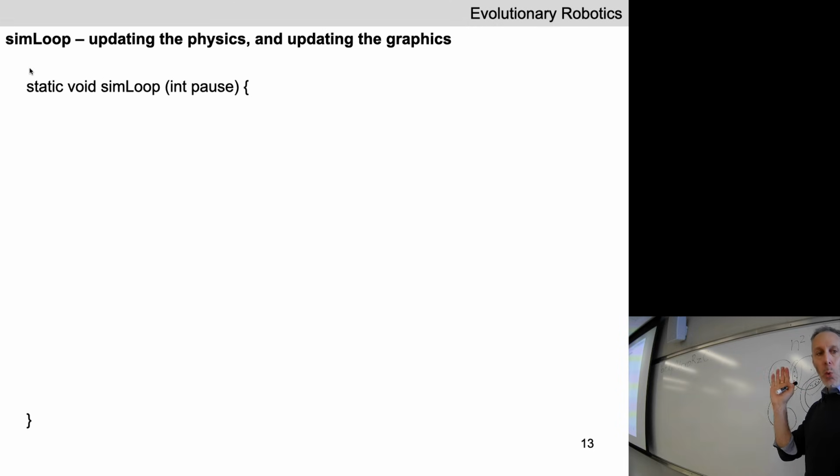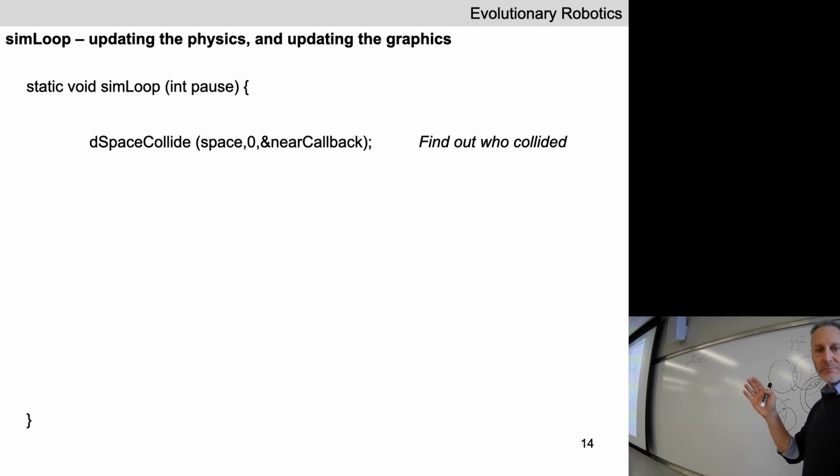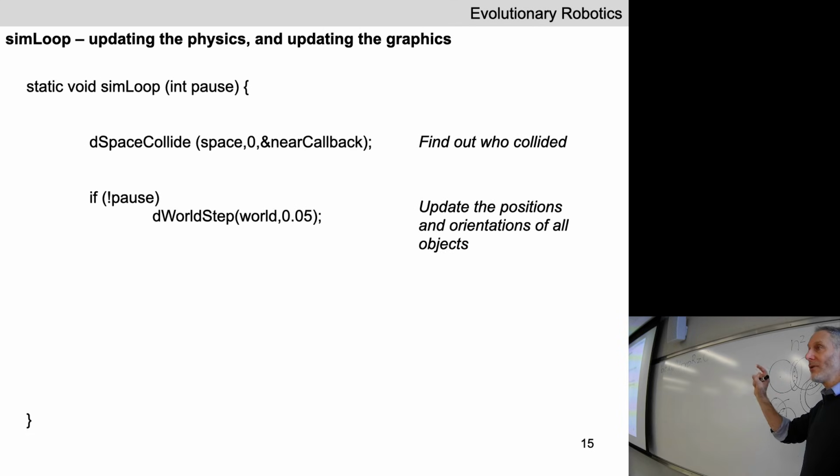Okay, so what goes into a sim loop? First thing, as we just talked about, is collision detection and resolution. Again, this is a code snippet from ODE written in C. It's different in your code. The collision space, I think, is hidden from you. But anyways, find out who collided, create all the temporary contact joints, and if the simulation is not paused, step the world.